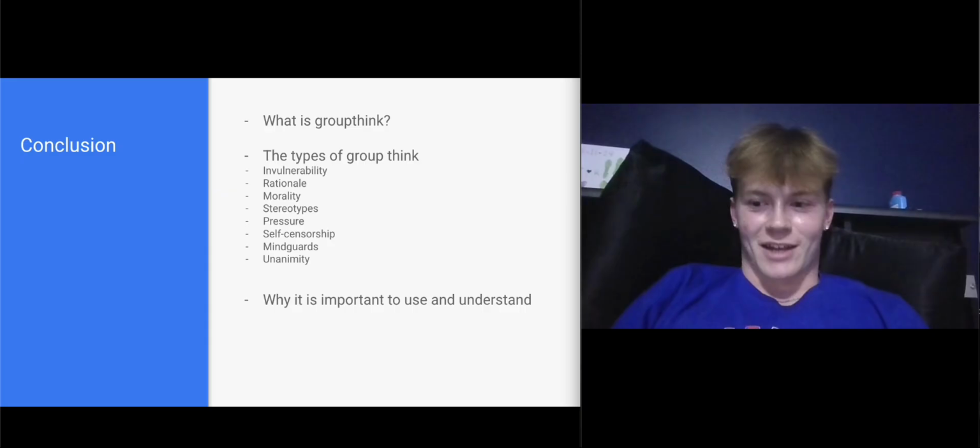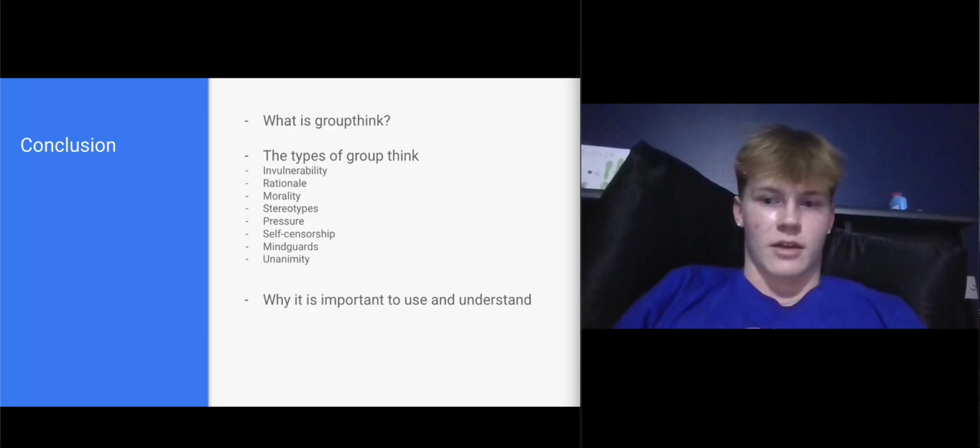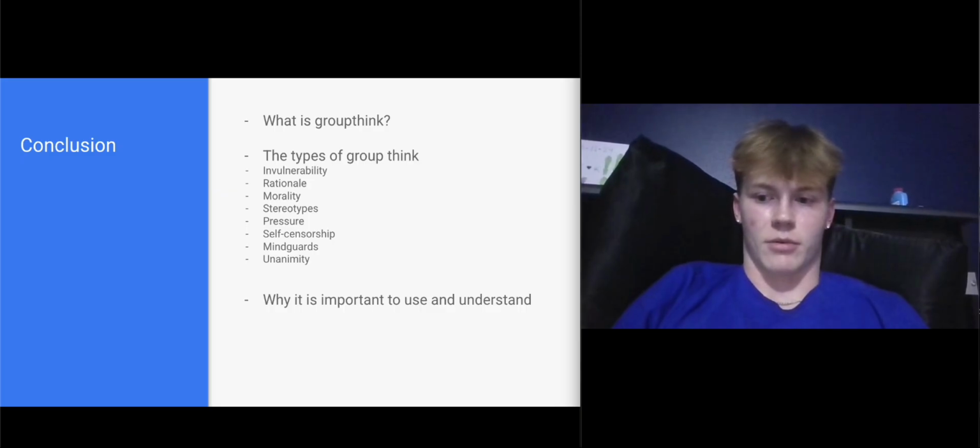All these warning signs show how easy a group can slip into decisions that aren't fully thought out. When you understand these types of groupthink, it helps remind us why open discussion, disagreement, and critical thinking are so important. Without them, even well-intentioned groups can end up making choices that don't reflect everyone's real thoughts or the best possible outcome.